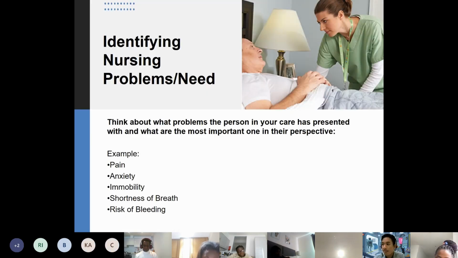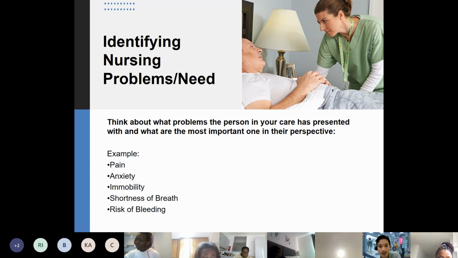So next is identifying. So grab your care plans. The first part of the care plan is identifying the nursing problems. So at this stage, think about what problems the person in your care has presented and what are the most important problems that you have to address. Okay, so the examples are shown on your screen. Say pain, anxiety can also be a problem. Immobility can also be a problem. Let's say shortness of breath. Let's say risk of bleeding.